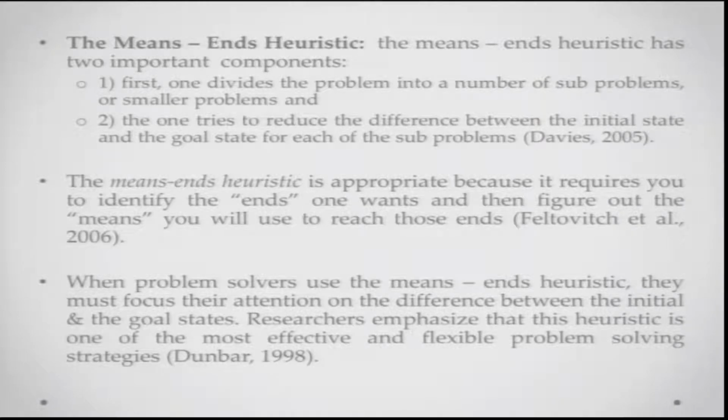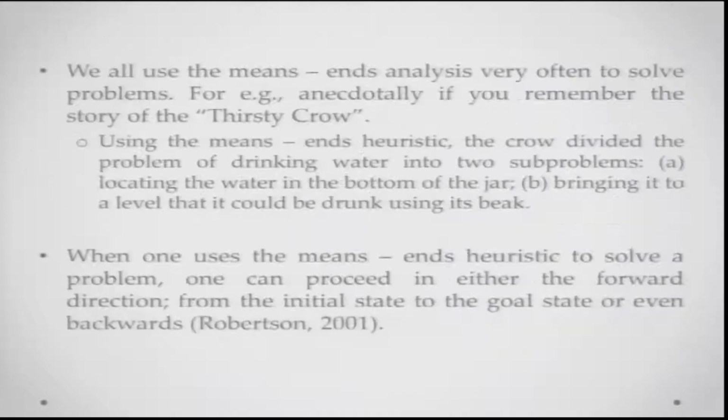Researchers emphasize that this heuristic is one of the most effective and one of the most flexible ways of problem solving, because there are so many sub problems. It is not like you have decided and set on a single path and you have to do that in order to solve the problem. The different sub problems are contingent on so many different factors, and you can be very flexible about which route to take, which step to take at what point, in order to eventually solve the problem.